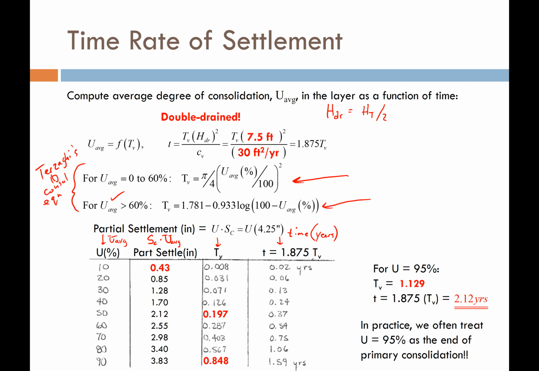Now, if I take these values right here for time, and I take these values right here for settlement, and I plot them, you can either plot them upside down or however you want, but this is going to be time and this is going to be settlement. What I expect to see is that with time, I'm going to get something that looks like this, right? That's something I want to plot.